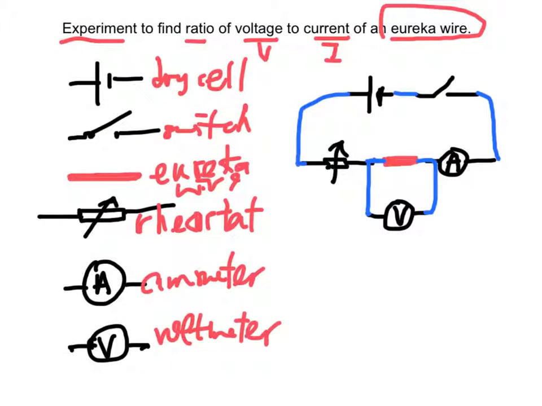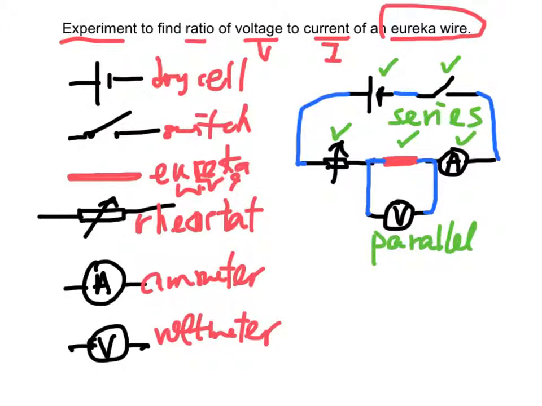First, we connect the DC source, the switch, the ammeter, the irregular wire, and the rheostat in series. Then we connect the voltmeter in parallel to the irregular wire. Now, the ammeter will measure the current I passing through the irregular wire, and the voltmeter will measure the voltage V across the irregular wire. And the rheostat is used to adjust the current.